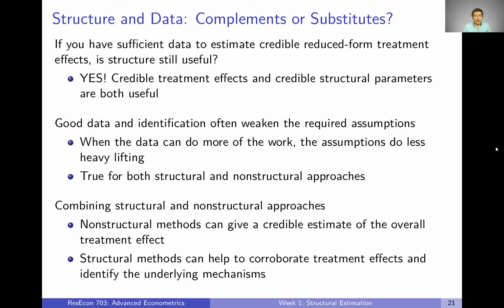But of course, when you have really good data, that might be a great setting to think about combining both structural and non-structural approaches. So it's becoming more common in papers to see some non-structural, credible treatment effect methods used to get a credible estimate of overall treatment effects, and then maybe a structural model used to dig a little deeper into some of the mechanisms and understanding why we're seeing those overall treatment effects. So data is not necessarily a substitute for structure. And I would even say in some settings, non-structural models are not necessarily a substitute for structural models. They can complement one another really nicely.